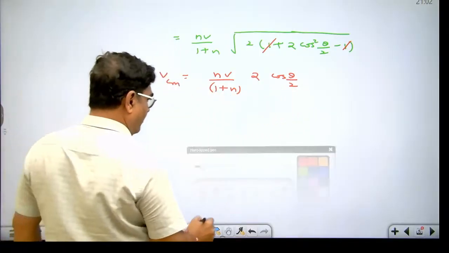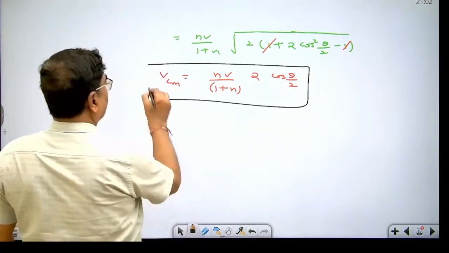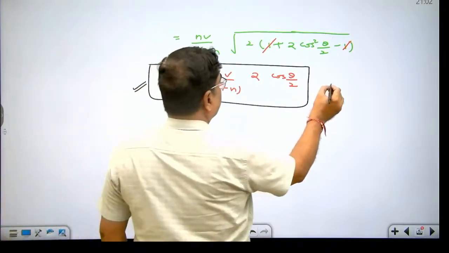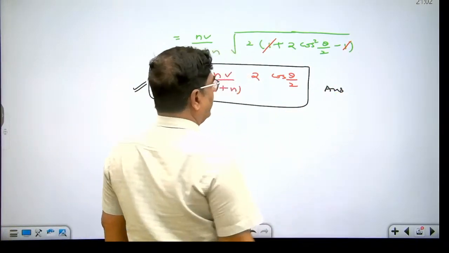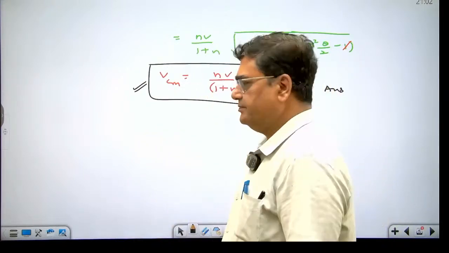This is the magnitude of velocity of center of mass, and this is our answer. This is the magnitude of velocity of center of mass. This is our answer.